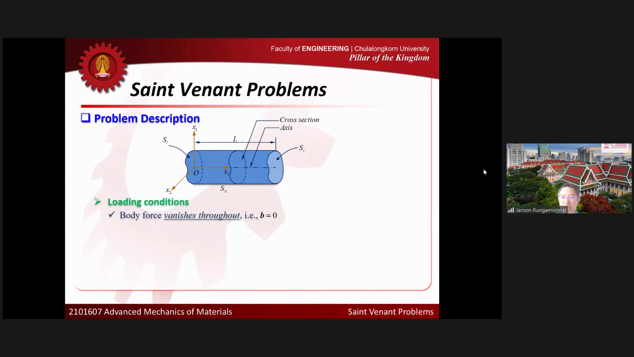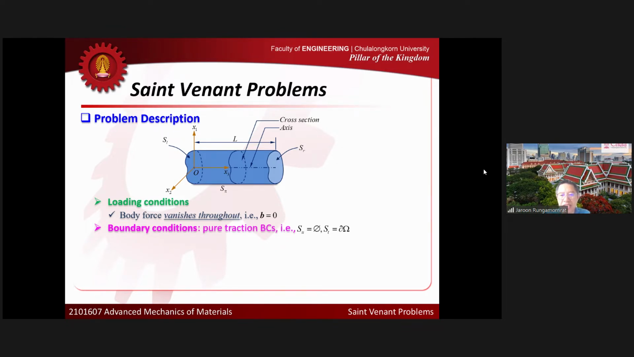Now look at the loading conditions for the special class of problem that we are interested in here. I assume that the body force vanishes at every point. So for the problem that we focus on here, there's no body force. B is identically 0 at every point. How about the boundary conditions? We have 3 boundaries here, right? We have the surface SL, the surface SR, and also the side face S pi. So let's focus on this kind of special case. We look at the pure traction boundary value problem, so at every point on the boundary, we know the tractions completely.